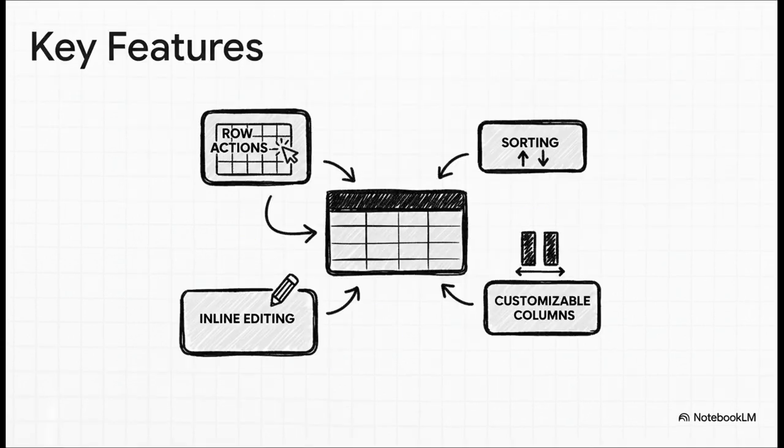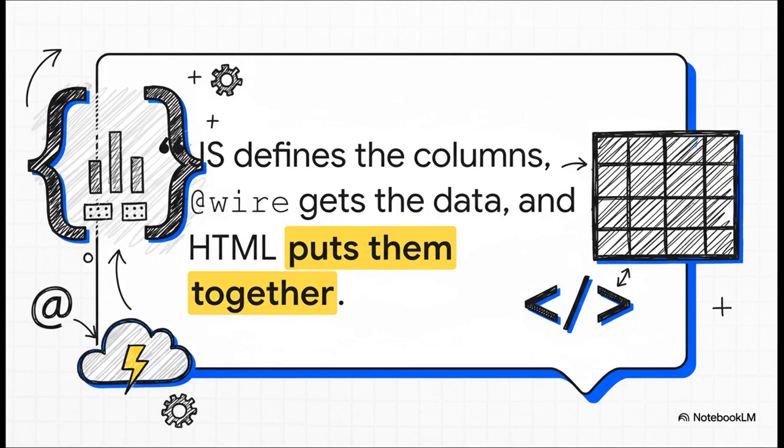So why is it so powerful? Because it comes packed with features that would take you weeks to build yourself. We're talking built-in sorting, totally customizable columns, inline editing, and row-level actions, all for free. So let's break down how this works. It's really just 3 core parts.